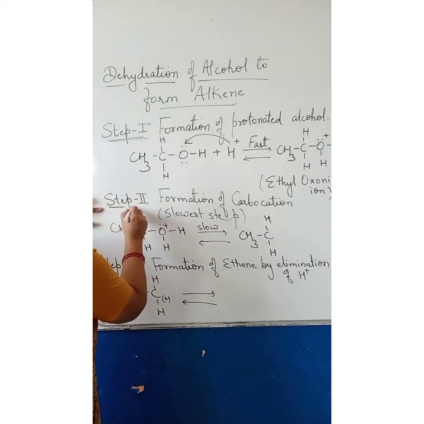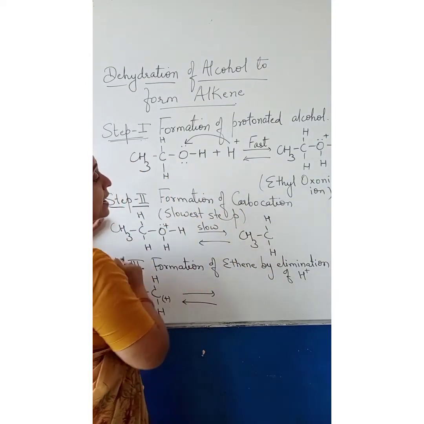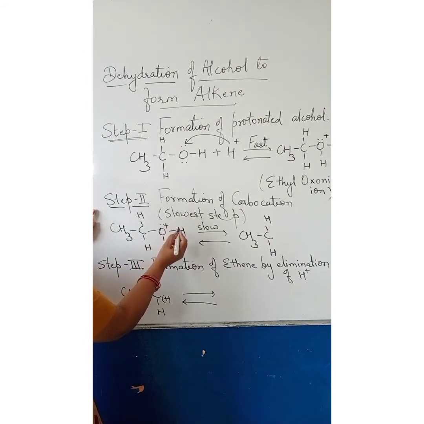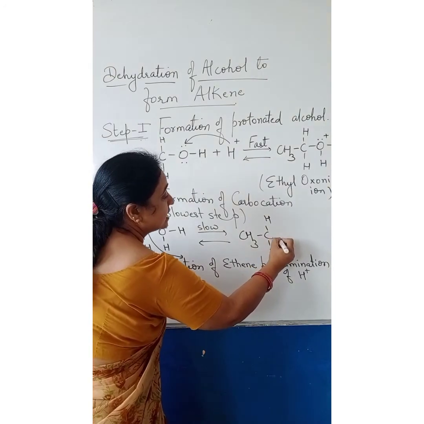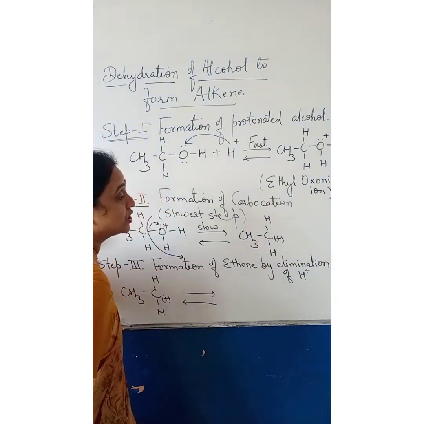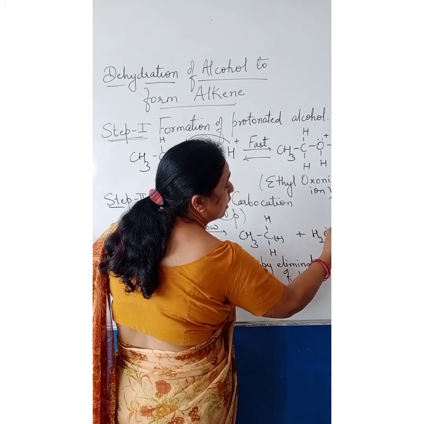In step number 2, there is formation of carbocation. This is the slowest step and the rate determining step. So what happens here? This shared pair of electrons satisfies the oxygen and the water molecule goes out. And this part, because it is deficient, develops a positive charge. So this is a carbocation plus H2O molecule. In step number 3, there is formation of ethene by the elimination of the proton.